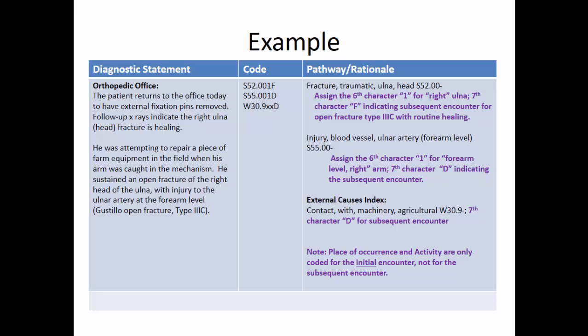And W30.9XXD, contact with agricultural machinery, the seventh character D for subsequent encounter. Now you notice because it's a subsequent encounter, we are not seeing the place of occurrence or the activity external cause codes. They are only used for initial encounter.